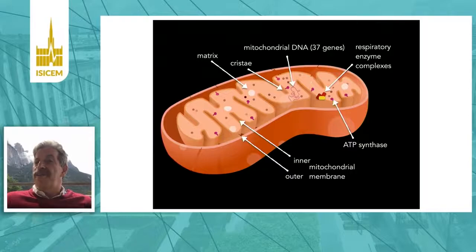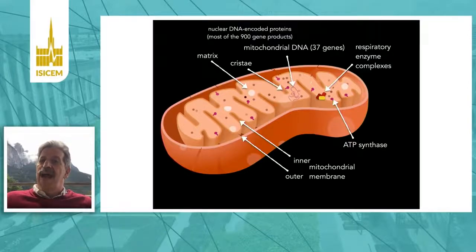The mitochondria has its own DNA, which makes gene products for 37 genes. However, most of the mitochondrial protein actually comes from nuclear encoded DNA. So there's a combination of nuclear DNA and mitochondrial DNA that make up the total mitochondrion.